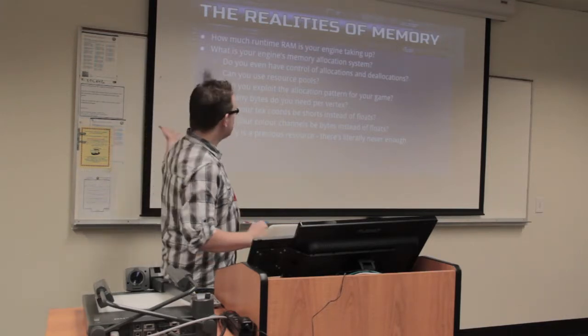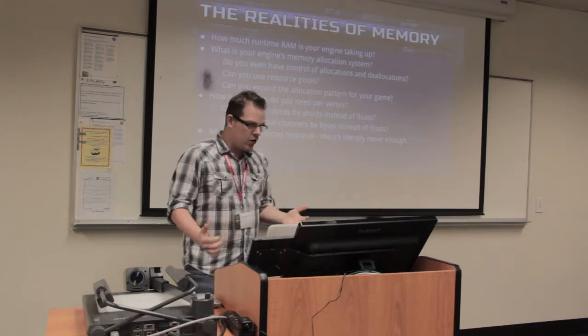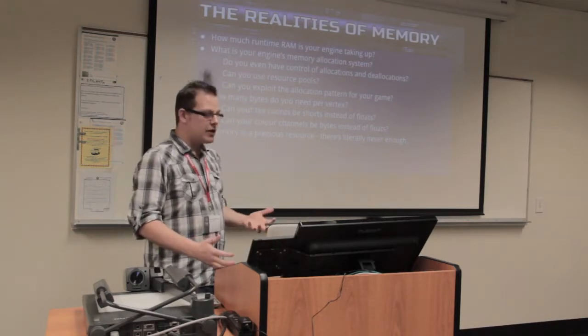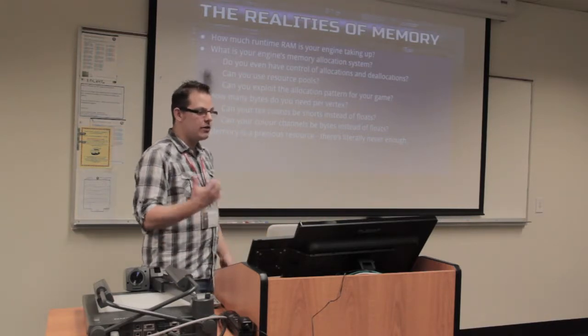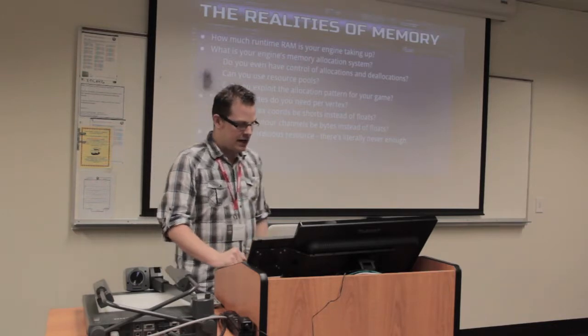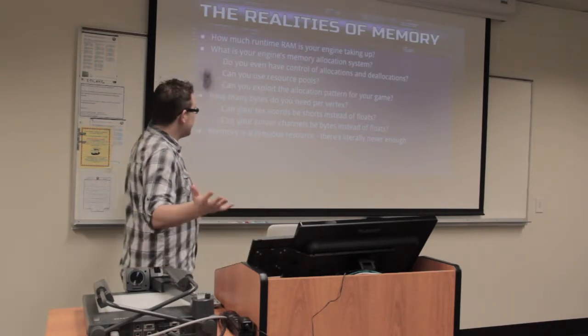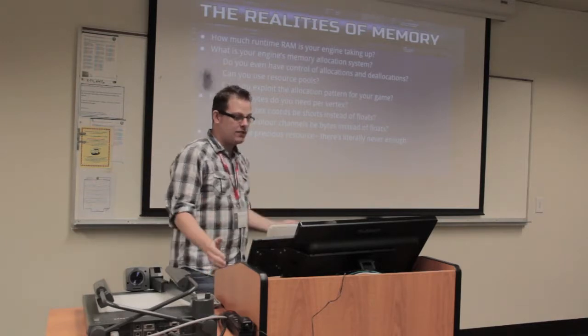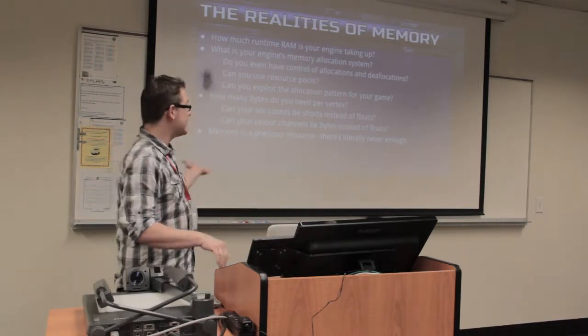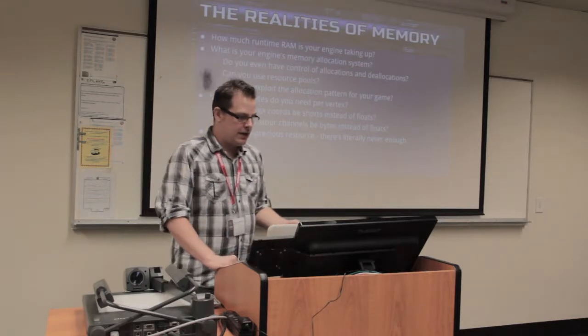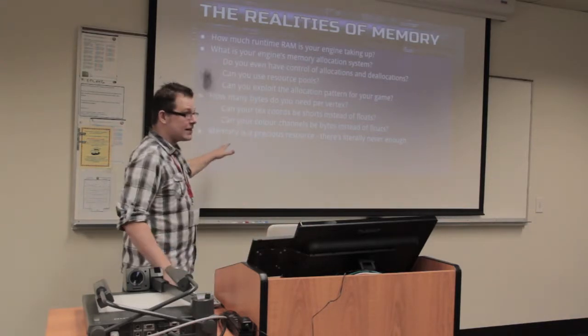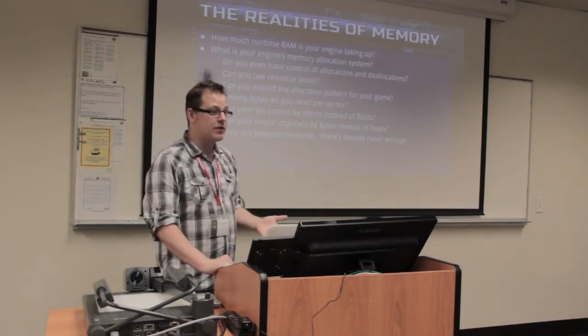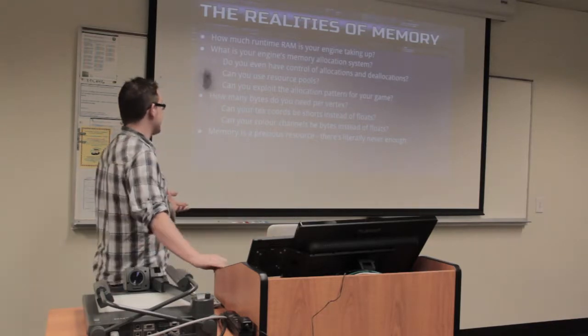Can you exploit the allocation pattern for your game, right? Do you know how you're allocating memory to make sure you're doing it fast and efficiently, and getting all the power out of the system? How many bytes do you need per vertex? Can your texture coordinates be shorts instead of floats, 2 bytes instead of 4? Can your color channels be bytes instead of floats, 1 byte instead of 4? Again, these are real things we did on Citizens of Earth, to make sure we can get the most out of 3DS, Vita, out of these platforms, right?